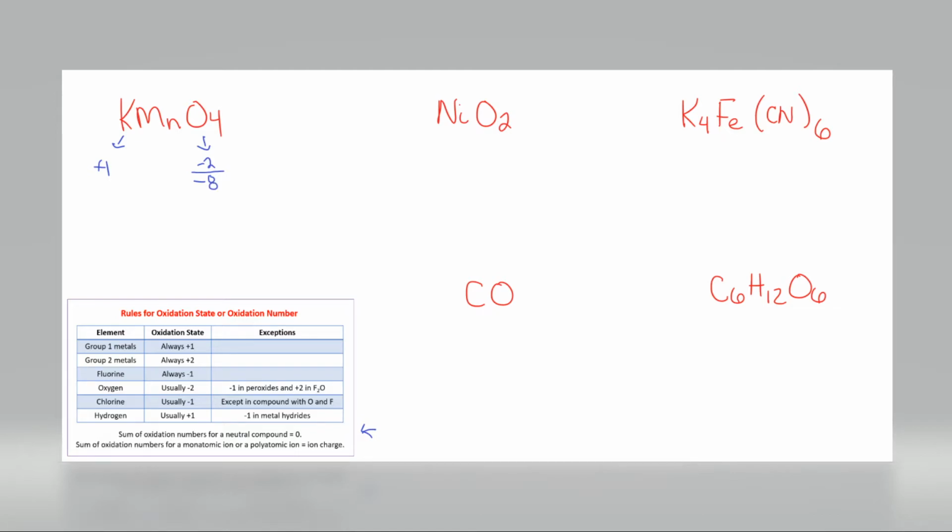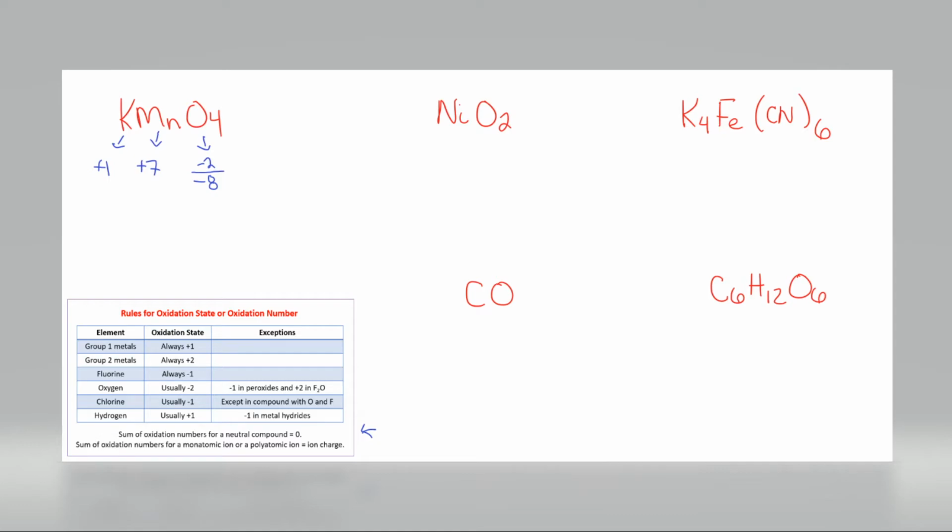So it's contributing -8. So we need to add up +1, a -8, and to essentially have the whole thing be neutral, then manganese has to be a +7. Okay, that's how you do the first one. So potassium is +1, manganese +7, oxygen is -2.